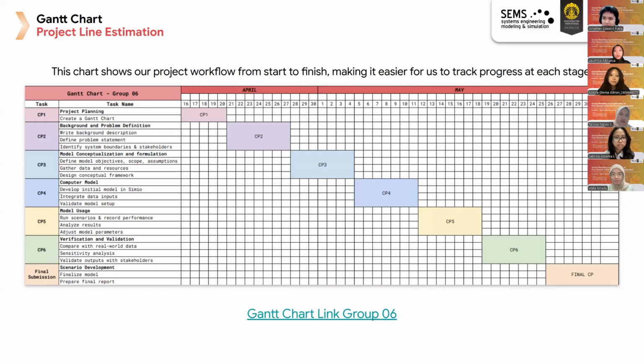This slide shows our project timeline through the Gantt chart. The project started with project planning and case selection, and the final subsection is the scenario development.